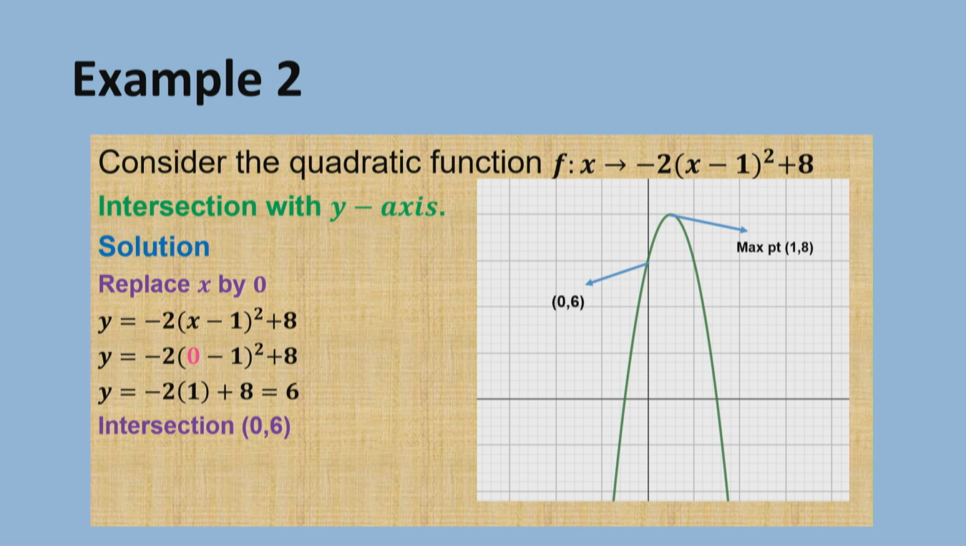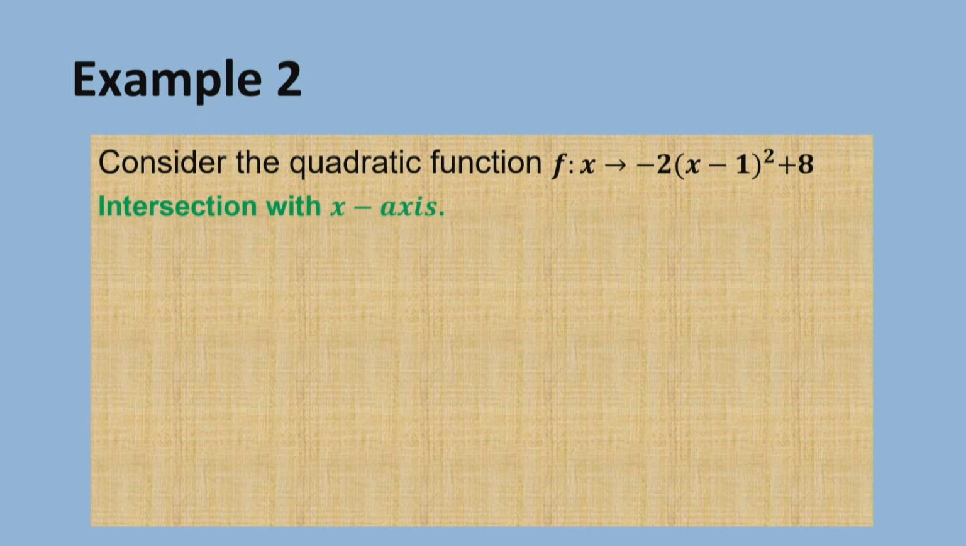What do we need to do now? Well, we need to find the intersection with the x-axis. How do we do that? So, now we need to move to the intersection with the x-axis. Remember, intersection with the x-axis will mean y equal to 0. So let's replace y by 0. We shall get 0 equal to minus 2 bracket x minus 1 to the square plus 8. So we move the plus 8 to the other side. That will be minus 2 bracket x minus 1 to the square equal to minus 8.